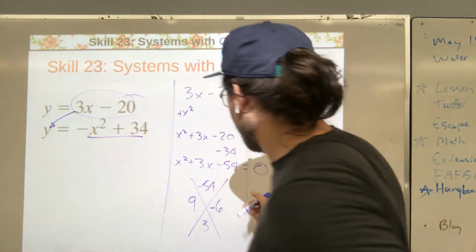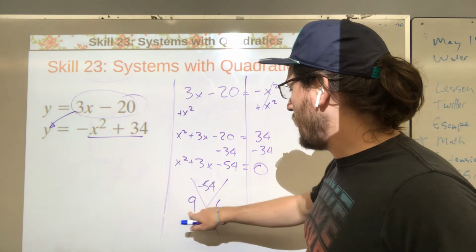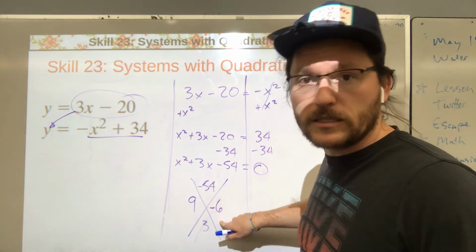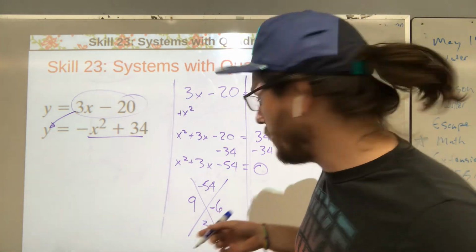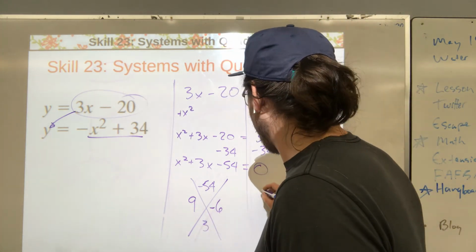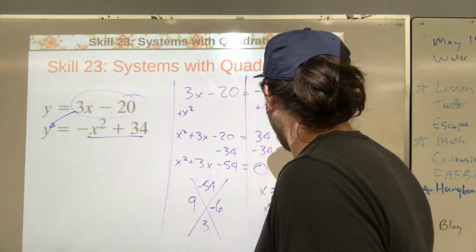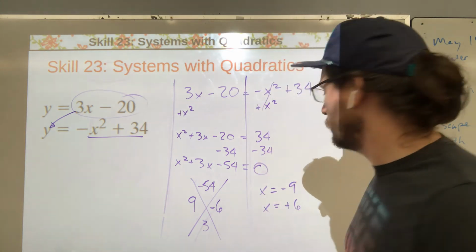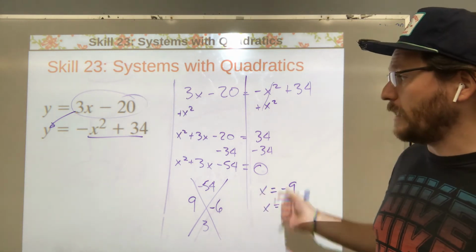Once we have those, remember there's that extra step where we say x plus 9 times x minus 6 equals 0, and then solve it, right? But we can skip that step if you remember skill 16. Our answers here are going to be -9 and positive 6, okay? Just not quite there, right? This part we have to plug everything back in.